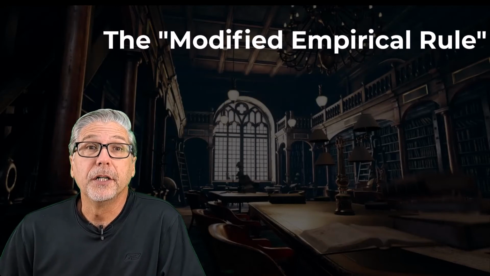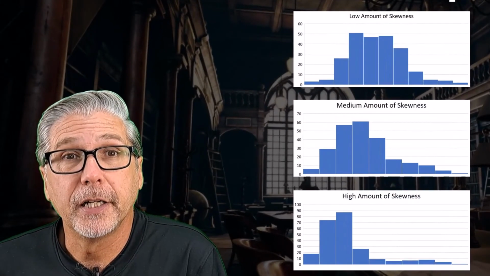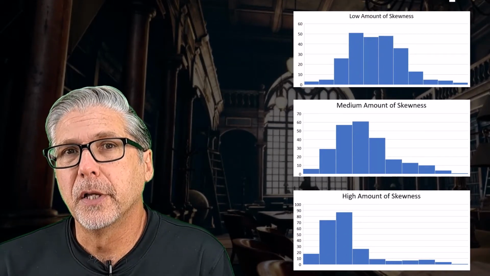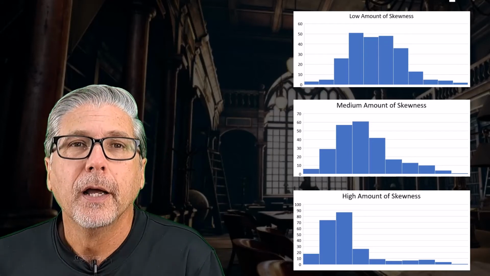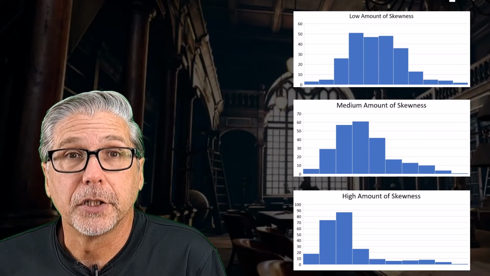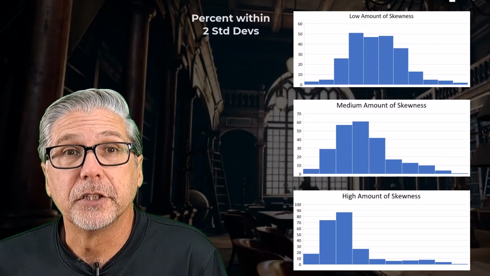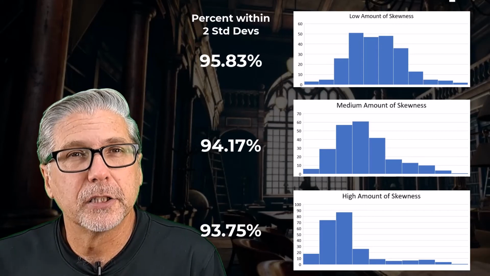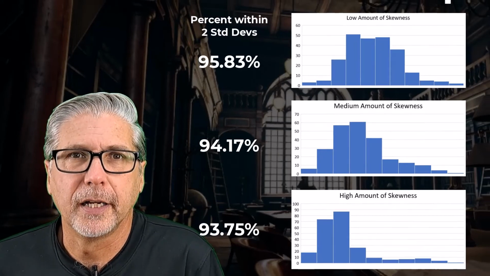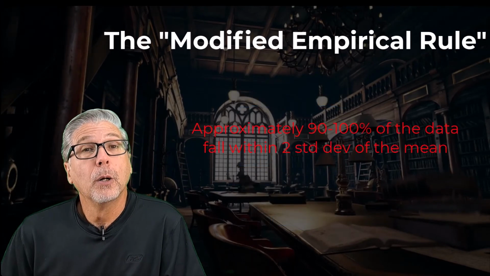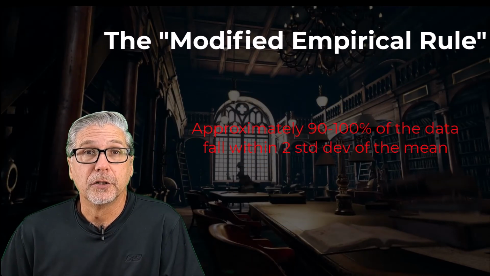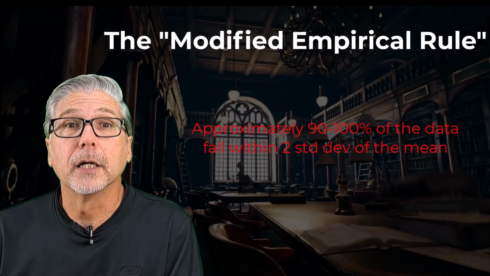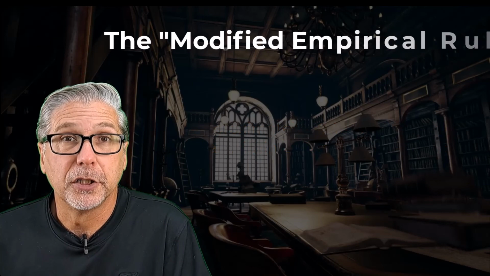What you see are 3 different histograms for simulated data. And when I simulated the data, I tried to make the data a little skewed, then moderately skewed, and then really skewed. I calculated values of the mean and the standard deviation, and I found the percentage of the observations that fell within 2 standard deviations of the mean. And you can see, even with skewed data, and this is what the modified empirical rule tends to say, even with skewed data, most of our data falls within 2 standard deviations of the mean. So whether you're working with symmetric or skewed data, we can still use the 2 standard deviation interpretation.